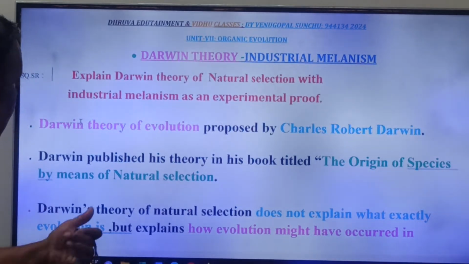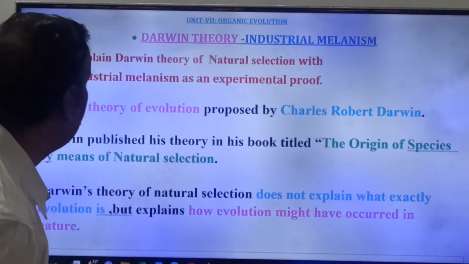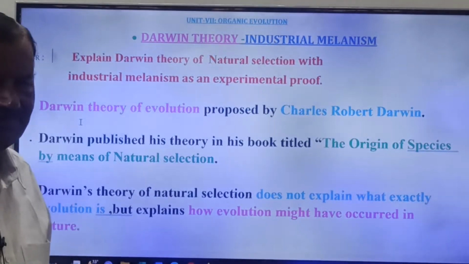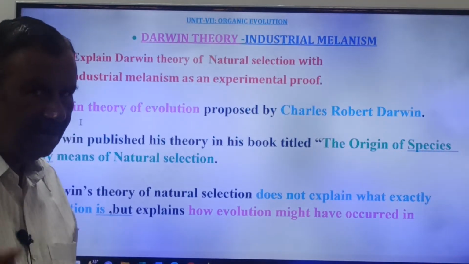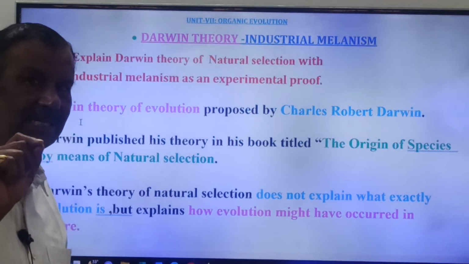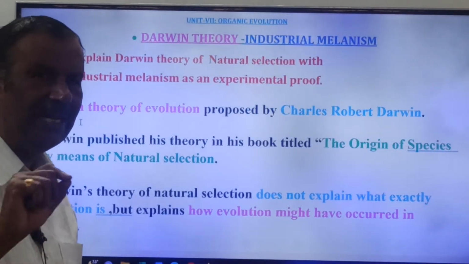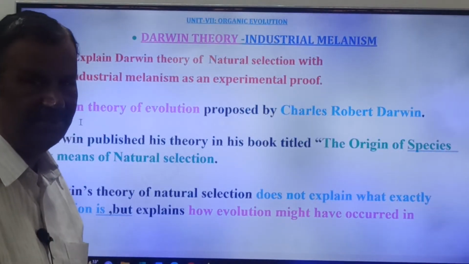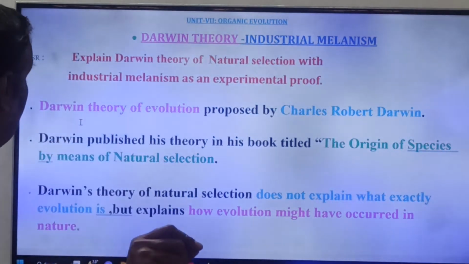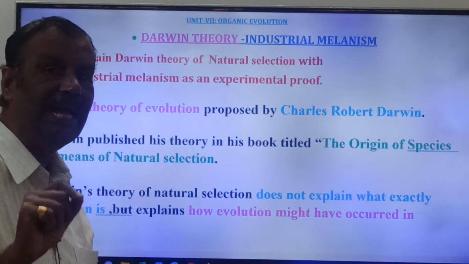See, friends, Darwin's theory of natural selection, very, very important. Darwin's theory of natural selection or evolutionary theory does not explain what exactly evolution is. So Darwin was unable to explain the definition of evolution, friends. But he explains how evolution might have occurred in nature. He explained about what, friends? How evolution might have occurred in nature.